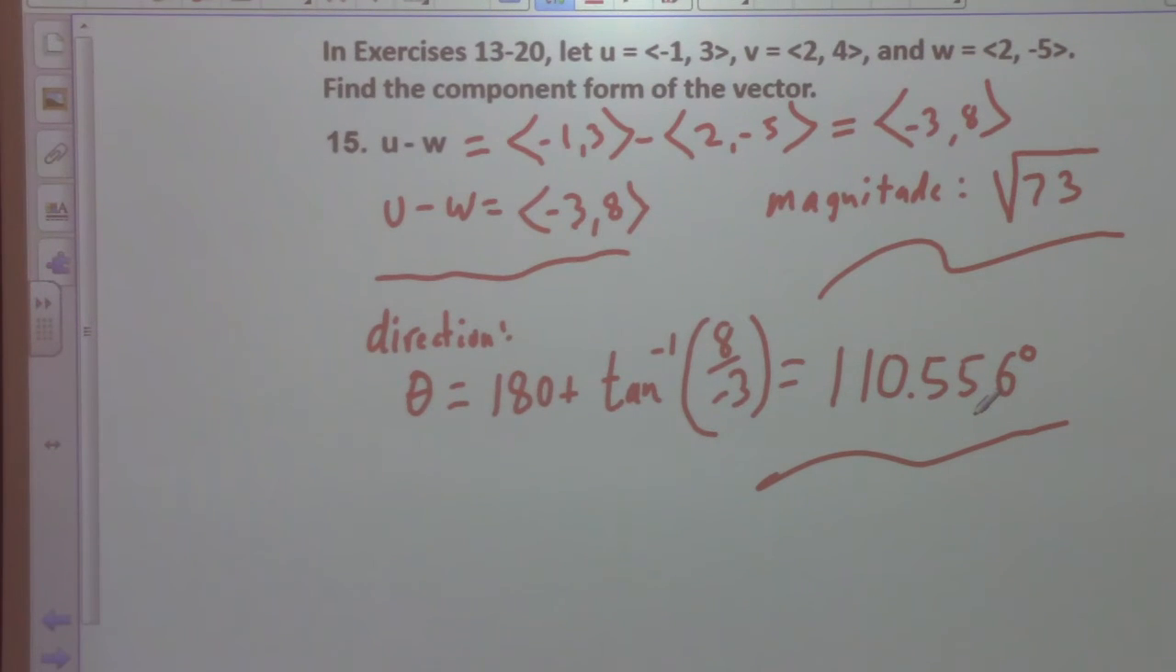Because in quadrant 4, you had 360. Yep, that's right. Okay, here we go.